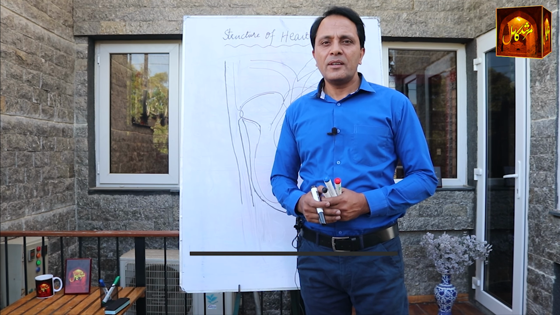But when we talk about the double circuit heart, it is very clear from its name. Double circuit means the blood during its circulation will pass through the heart twice. Let's see.